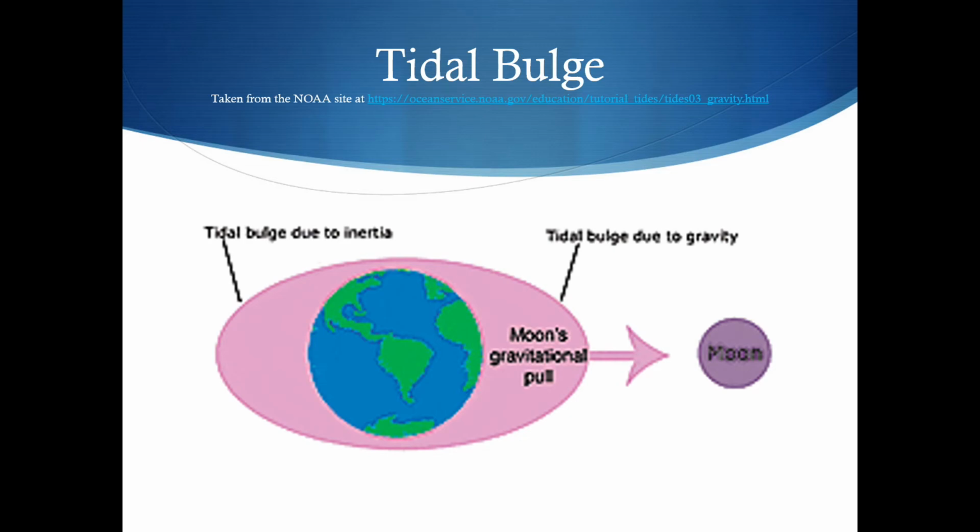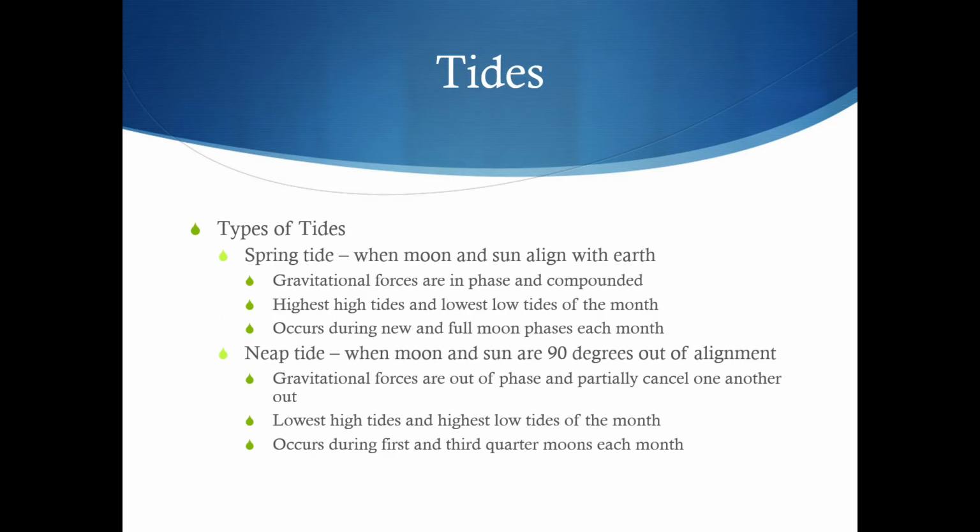The sun has a very similar bulge. Its bulge is not as big because, again, the sun has a secondary effect on the tides of the Earth, but it still has its own bulge. There's two types of tides. One's called spring tide, one's called neap tide.